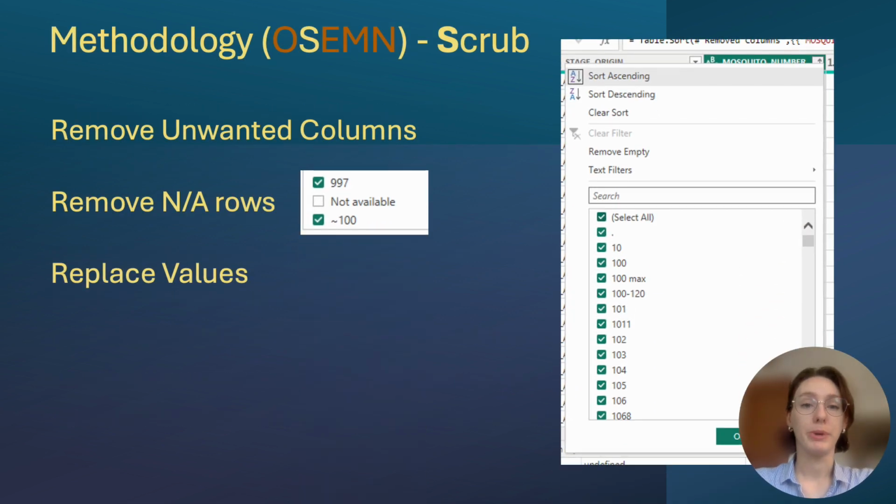To scrub the data in Power BI, I opened Power Query Editor and removed unneeded columns like country codes, area codes, and citations. I also checked for missing values and filtered these out. I needed to replace a lot of values for the mosquito number columns, which included some estimates. I replaced each with the average value and deleted any rows where the study had less than 15 mosquitoes.